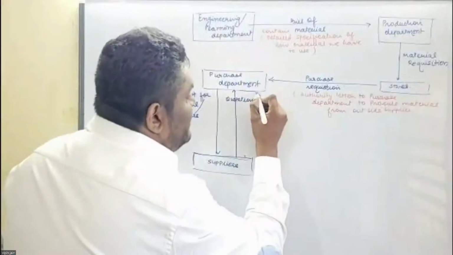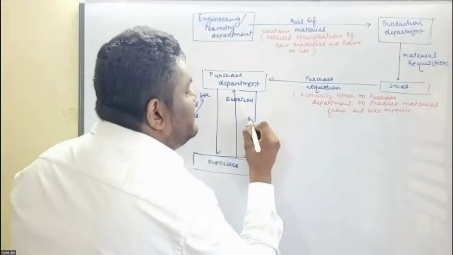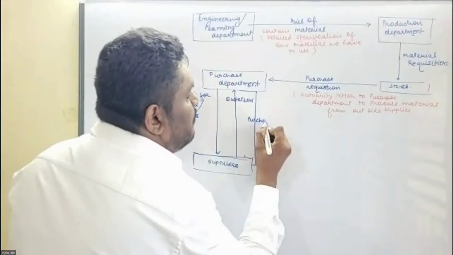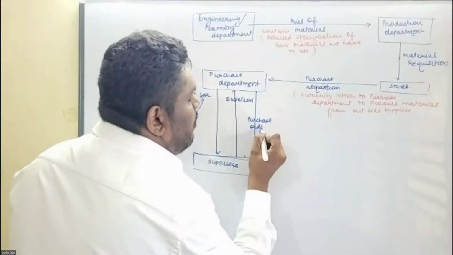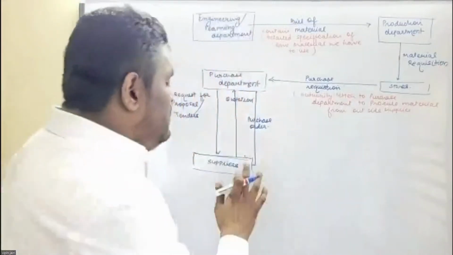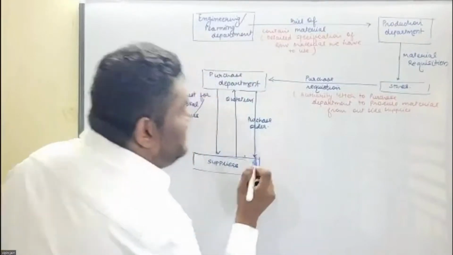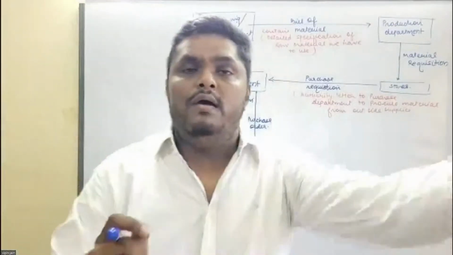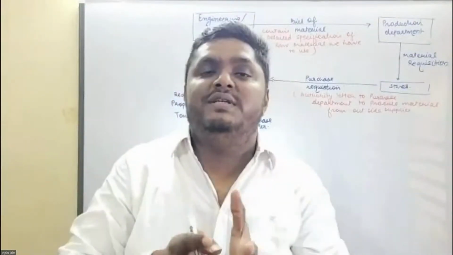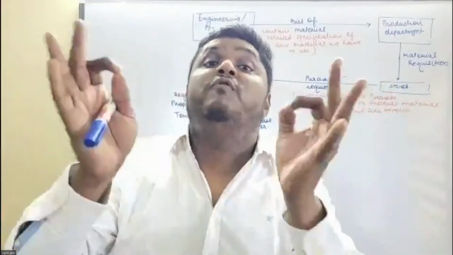So once the purchase department selects the supplier, they will issue purchase order. The purchase department will issue purchase order to the supplier: you have been selected and please proceed further. Now, as soon as the supplier receives the PO, that is purchase order, they will not immediately supply the material. They will issue pro forma invoice.